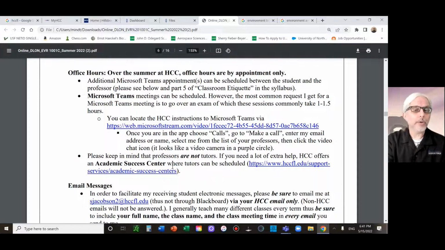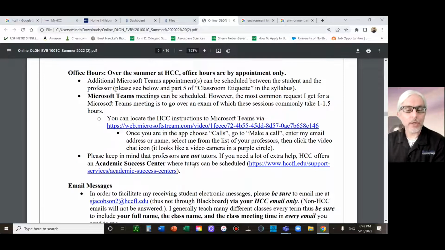But bear in mind, we are not tutors. Office hours are not study halls. There's no such thing as study hall in college. So I had one student last semester. They had the idea that we should be on call for them whenever they wanted a session. That is not how college works. If you need that much help, we have an academic success center where you can schedule a tutor. Great, use it. I'm happy to help you, but within reason.